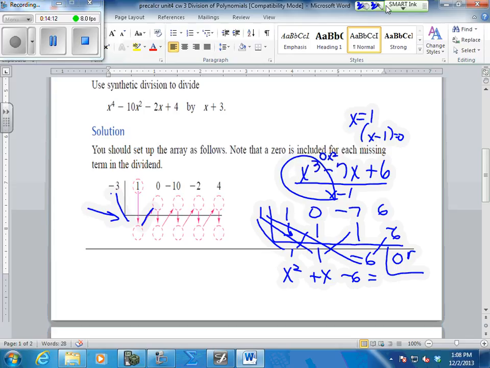Can I now factor this guy? Can this be factored? Into what? So, there's the rest of my zeros. And x equals 1 is one of them, isn't it?